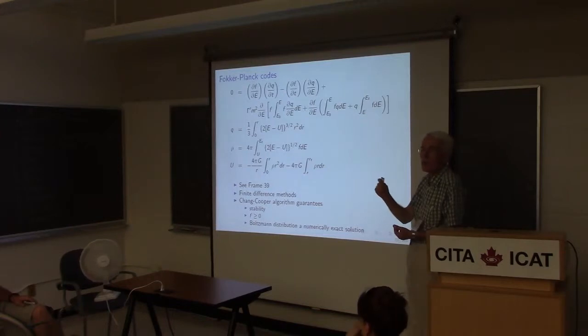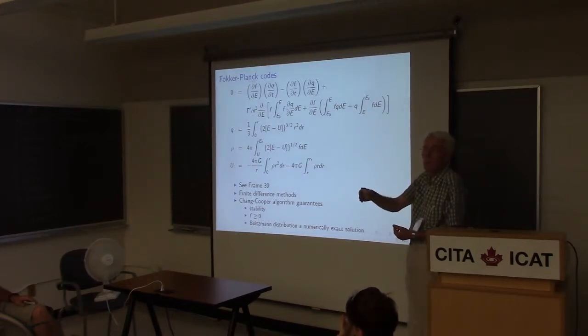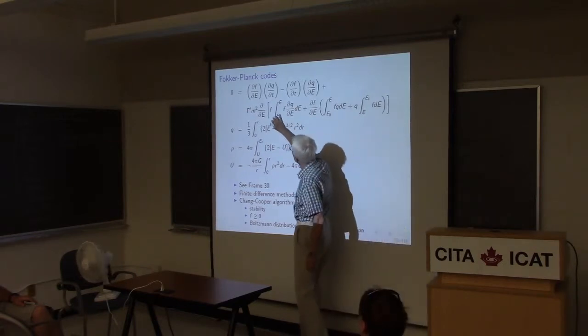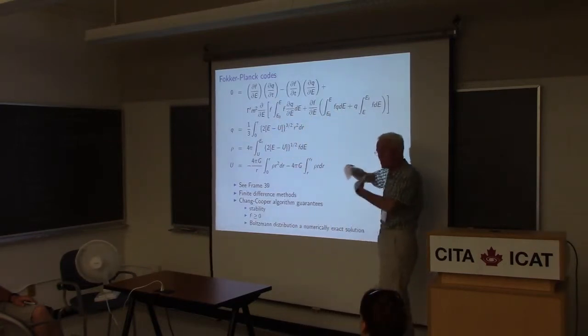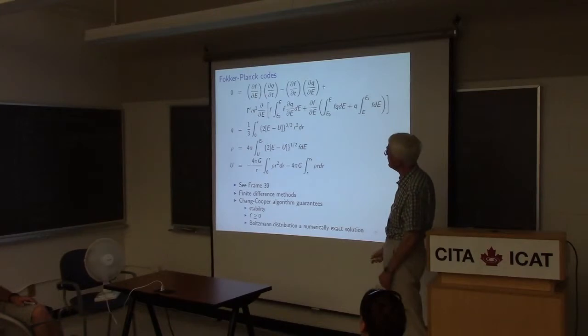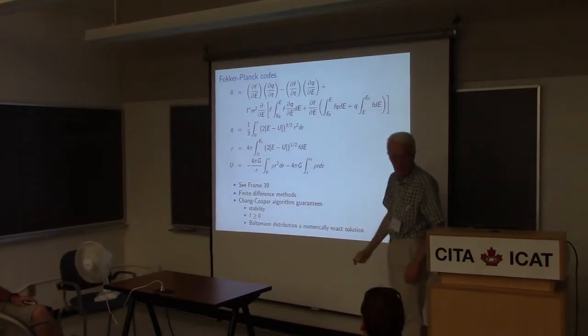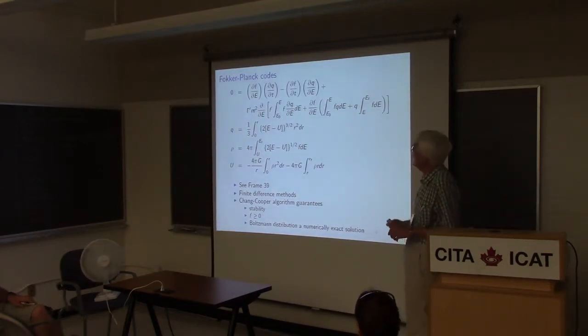Otherwise, it's the truncation error in your finite difference scheme that's going to drive the evolution. Because actually, what's left over in this term when you substitute the correct distribution function for a star cluster is really quite a small object by comparison with each one of these terms. And so, small truncation error actually will turn out to be very important. Anyway, that problem's been solved.